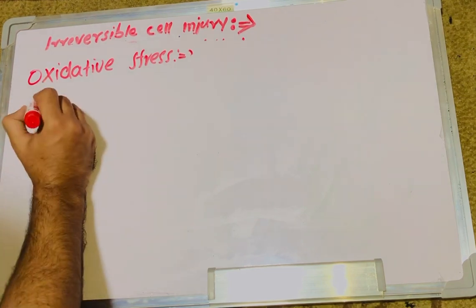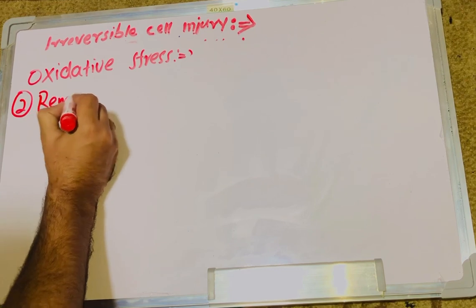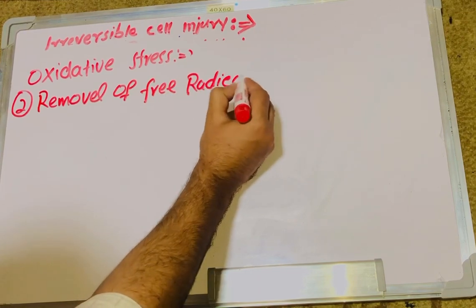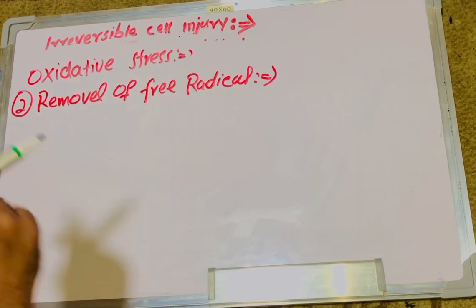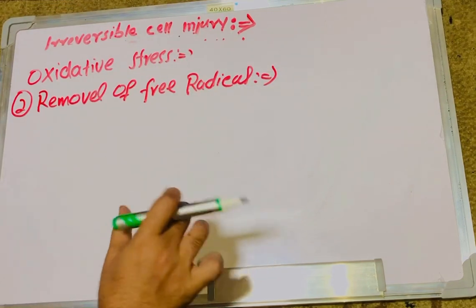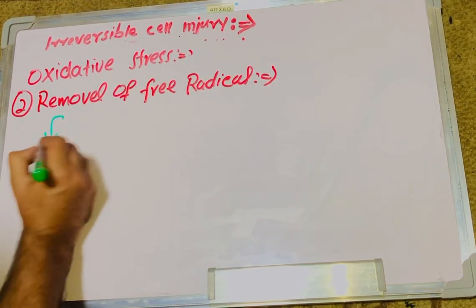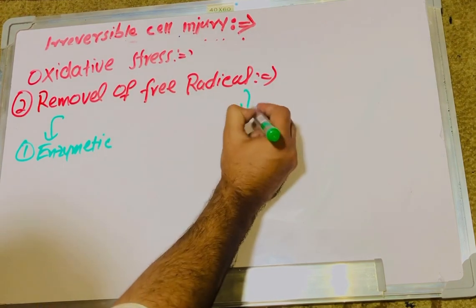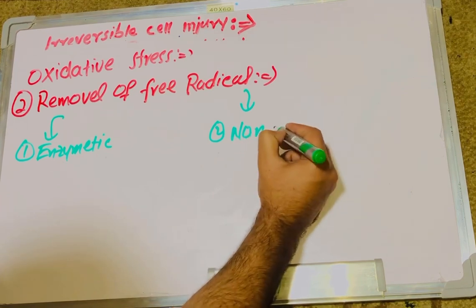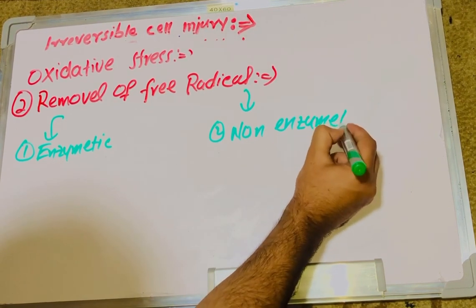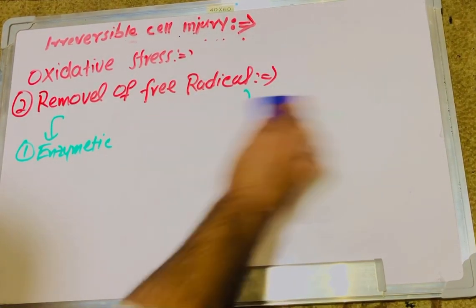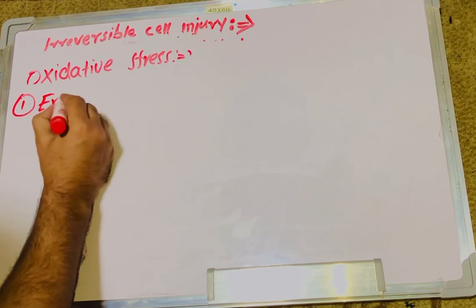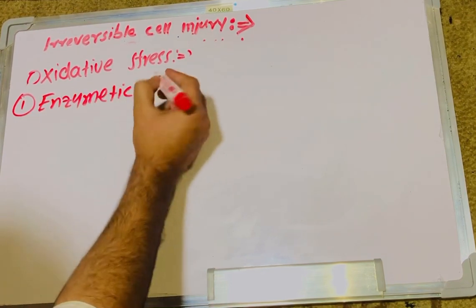Number second concept is the removal of free radicals. Cells also contain certain enzymes that destroy the free radicals to reduce the injurious effect. These are of two types: number first are enzymatic, and number second are non-enzymatic. By these two ways, the cell removes or destroys the free radical. First, we will discuss the enzymatic way.